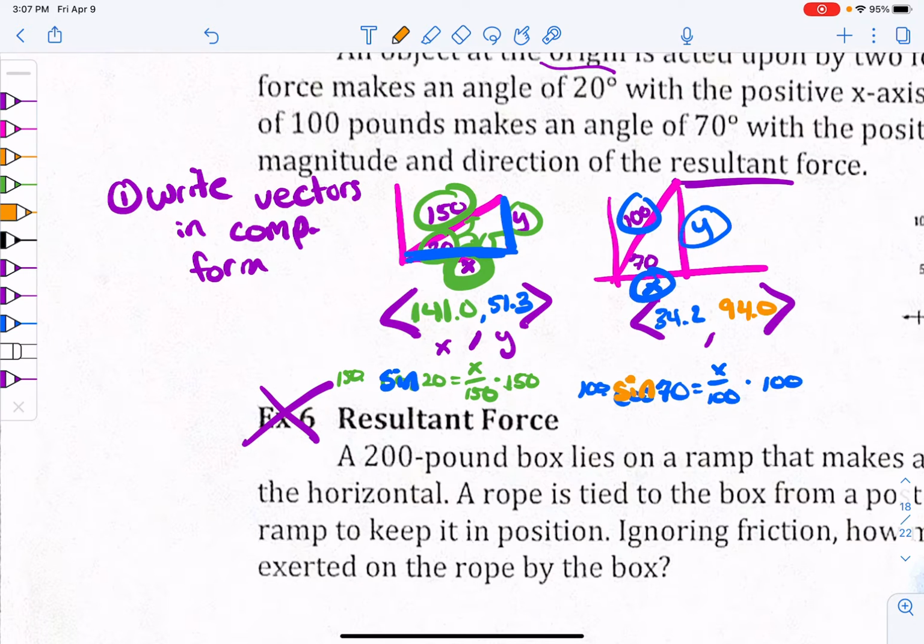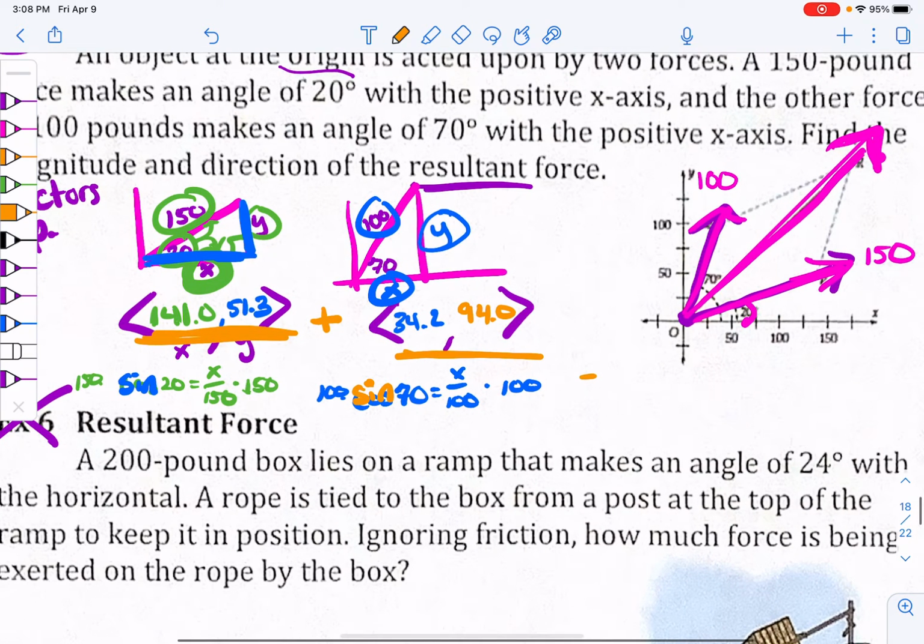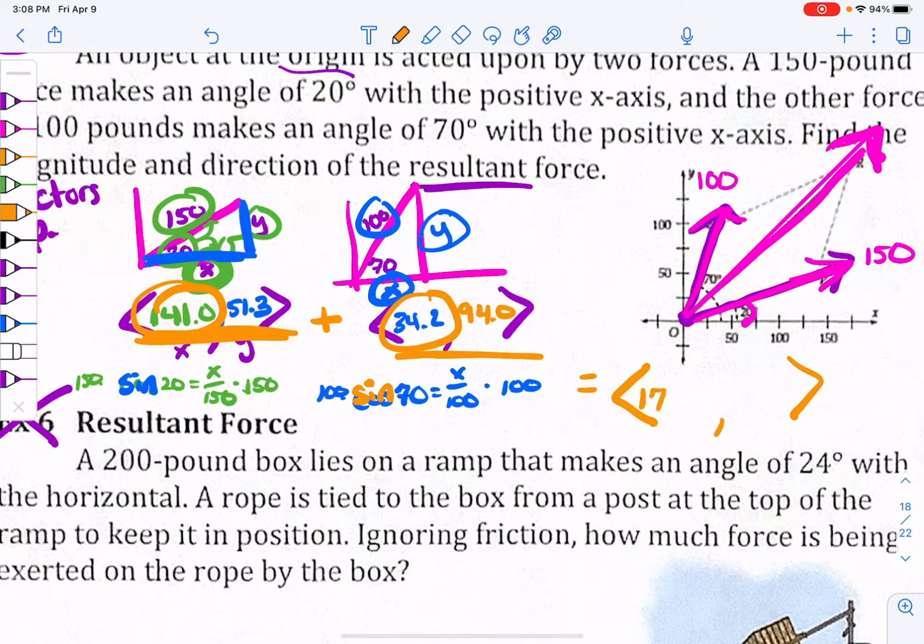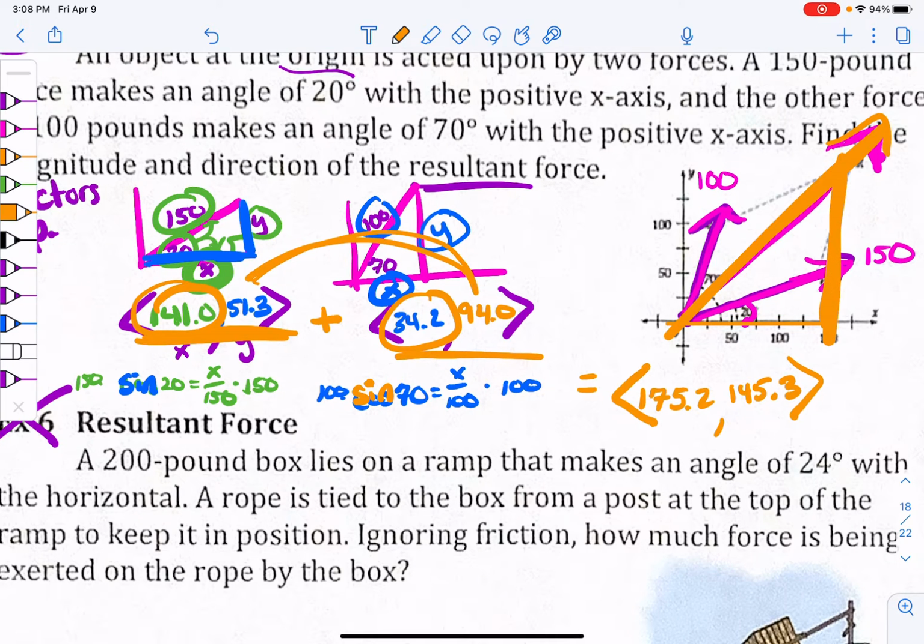Now, what is happening is these two forces are combining together. We have them in component form, so we're going to add those two vectors together to get one final component form. When we add them together, we just add the 141 and the 34.2, which is 175.2. And if we add the y coordinates together, that would be 145.3. That's my final component form. So that's what this vector is going to look like finally. It's going to go in the x direction 175, and in the y direction 145.